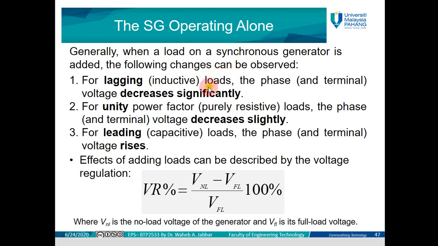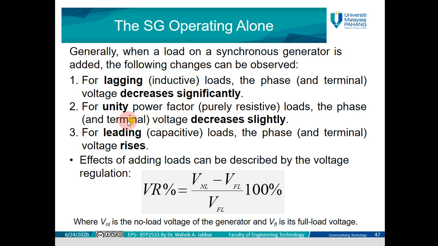Here we can see the effect of changing the power factor, and it is not we who change the power factor. The power factor changes based on the nature of the load connected to the synchronous generator. If our load is inductive, the power factor will be lagging, and this will make the voltage decrease significantly. So when I connect an inductive load to the synchronous generator, the terminal voltage will decrease significantly. It will cause a voltage drop if the load is inductive or lagging.